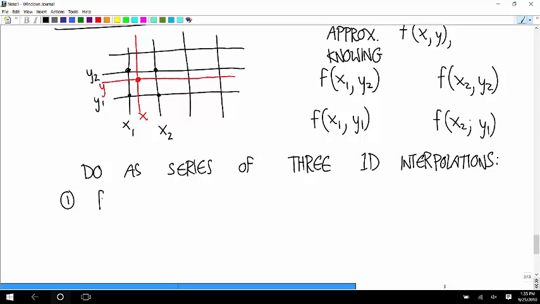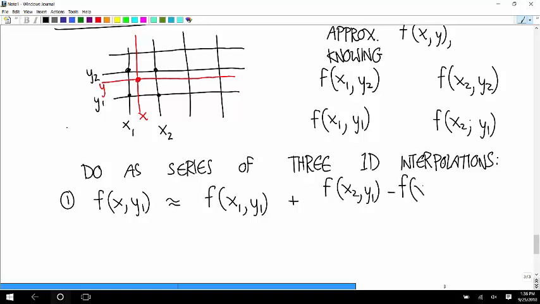So let's say we'll approximate f of x, y1 as f of x1, y1 plus f of x2, y1 minus f of x1, y1, divided by x2 minus x1, times delta x, where that delta x is equal to x minus x1.